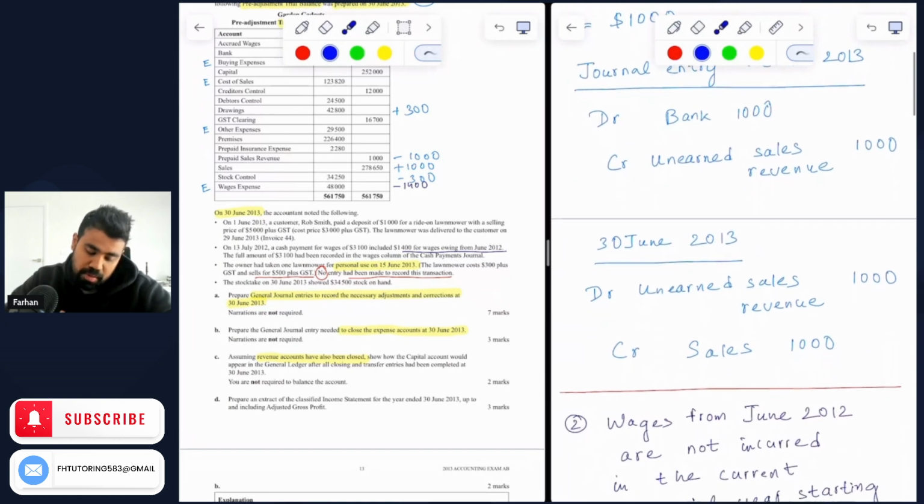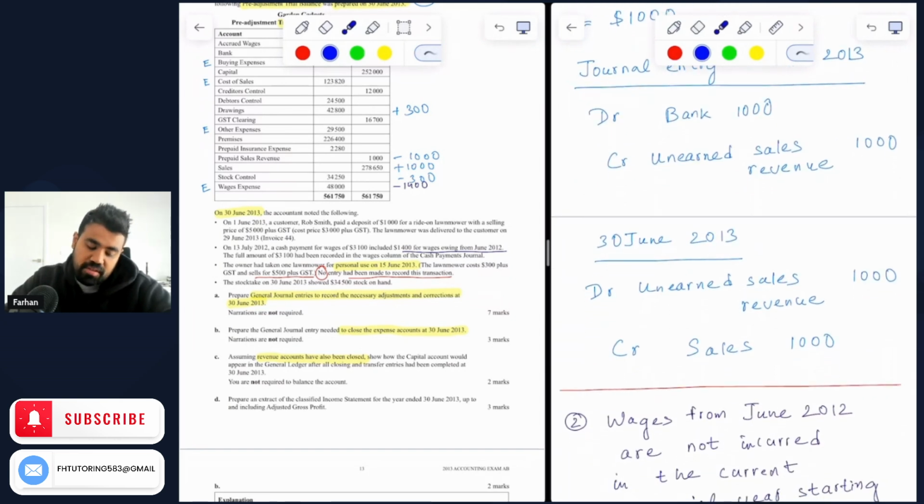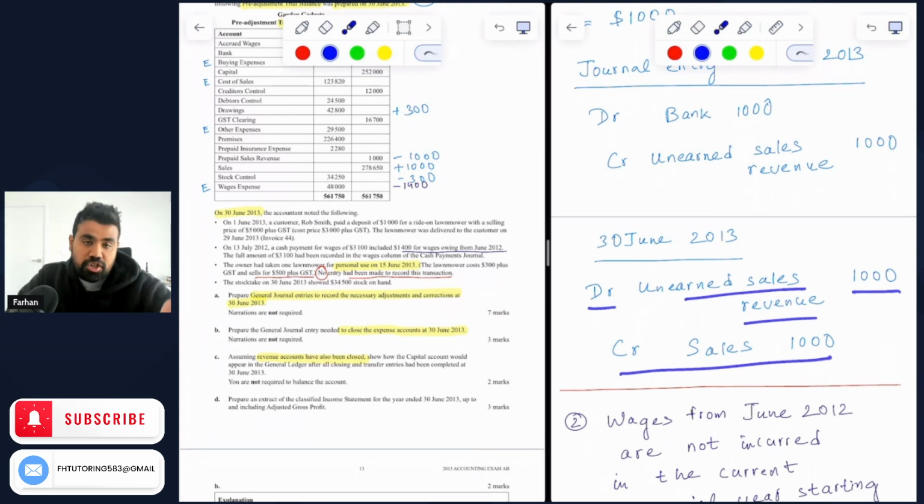So what happened when the business delivered this item? Once the business has delivered this item, the unearned sales revenue will now become earned as sales, which means the business has to reduce the current liabilities it originally had on 1 June 2013 for unearned revenue. If the current liabilities now have to be reduced, we have to debit to reflect that reduction, because liabilities by default are credited. When they increase, we credit them, and when they decrease, we debit them. That is why we are debiting unearned sales revenue by $1,000 to reflect the reduction in current liability because the inventory has been delivered. And then we're realizing this as sales that we have actually earned.